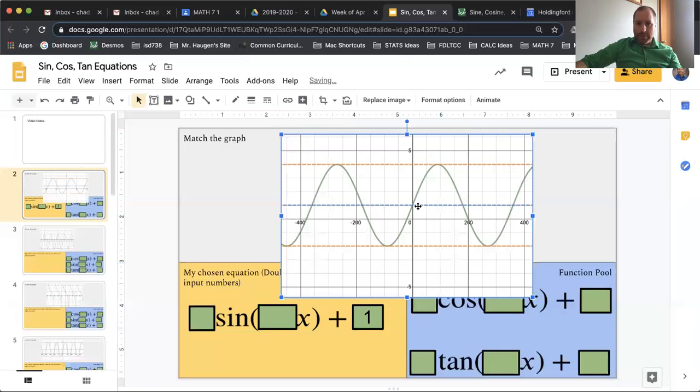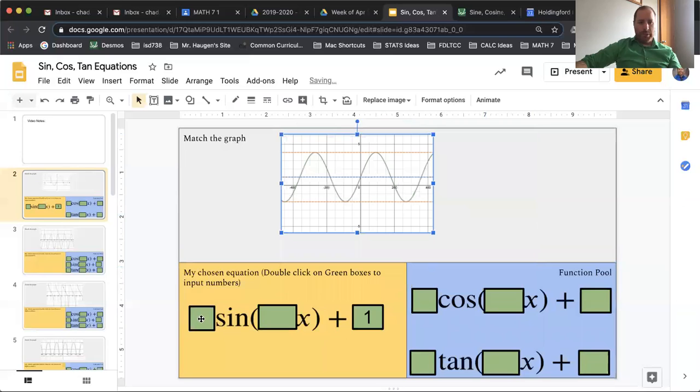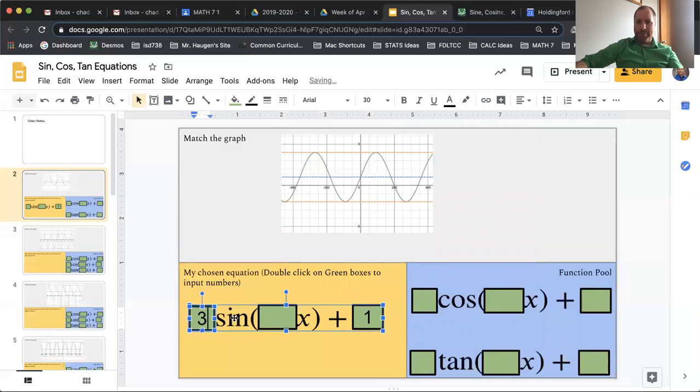On here, I also see that from the middle, it's gone up 1, 2, 3, and gone down 1, 2, 3. So that way I know that the amplitude is also 3. So I'm going to double click here and put my 3 in.